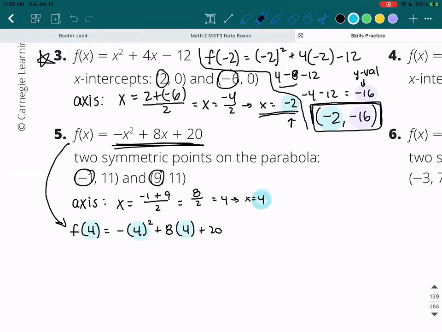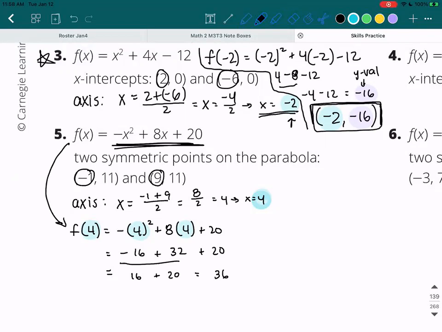And let's simplify. So we get -4 squared is 16. The negative stays out of it because the negative was outside of your parentheses. So we have -16 plus 32 plus 20. Then let's combine this some more. -16 plus 32, that's +16 plus 20. That's going to give us 36.